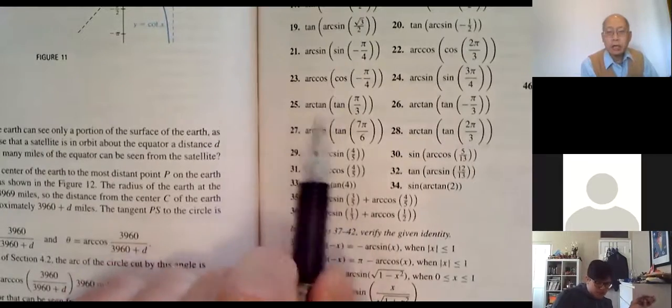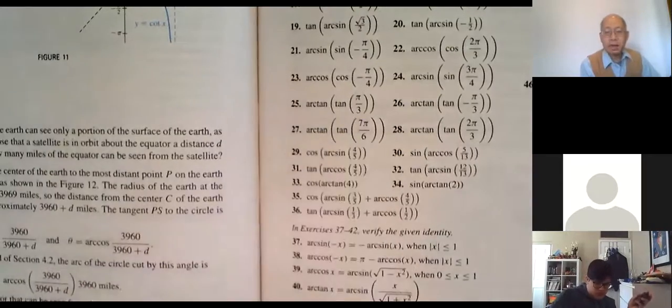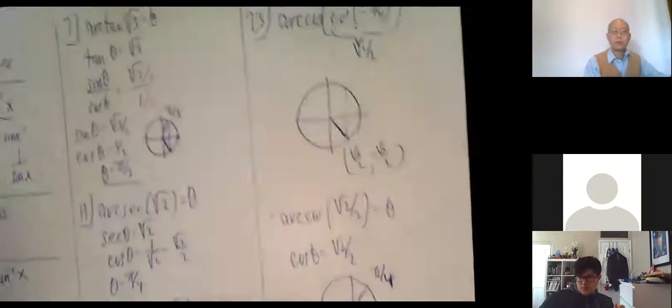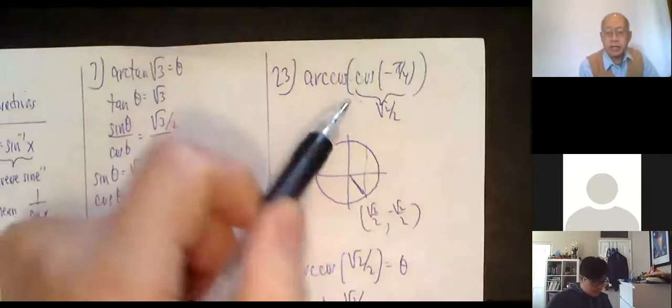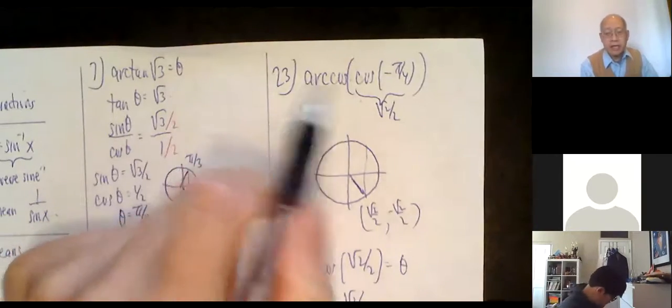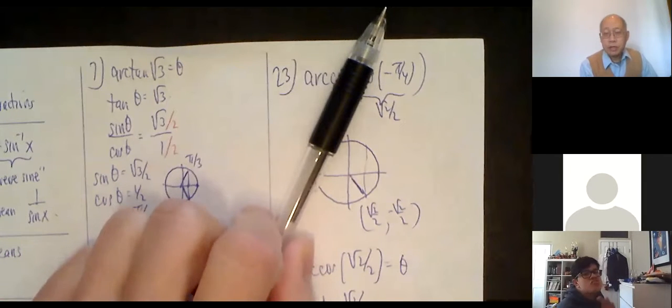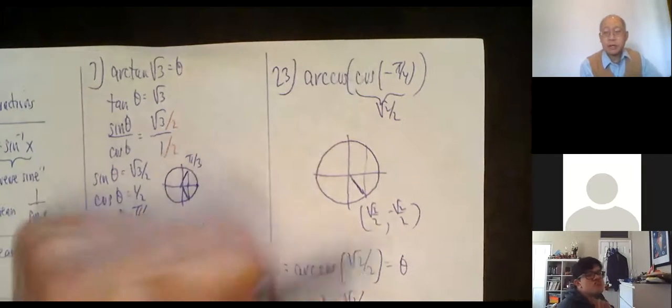Arc cosine of cosine negative pi over 4. Okay. Right. So your first impression might be to say, oh, these cancel out, negative pi over 4. Okay, well, not quite. Let's try it.